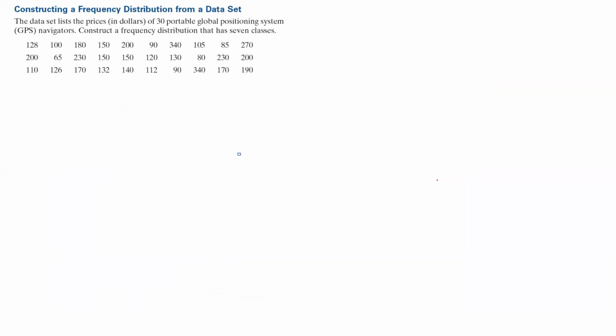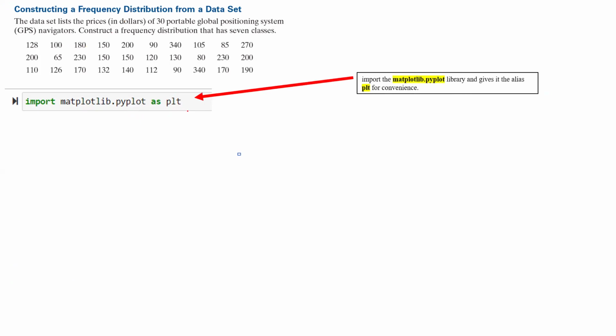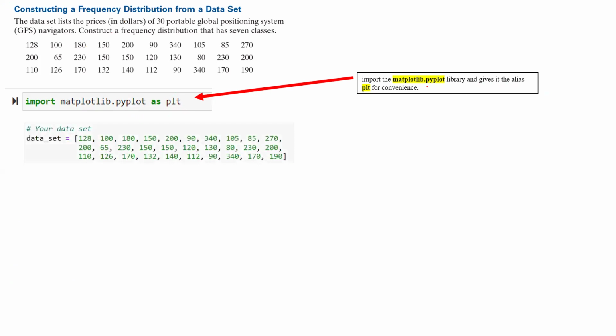Now for our example, this is the information that we had. First of all, import matplotlib.pyplot as plt. Remember that we are importing the matplotlib.pyplot library and giving it an alias plt for convenience. Now, you're going to create a variable. Let us call it data underscore set and list all of the prices that we have.